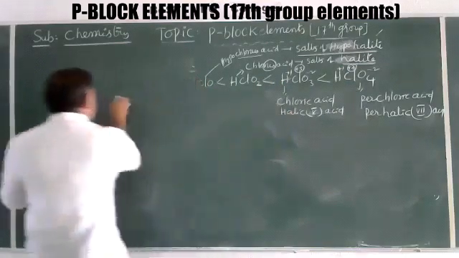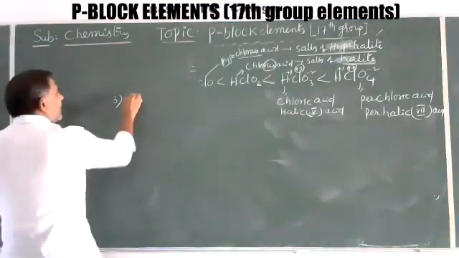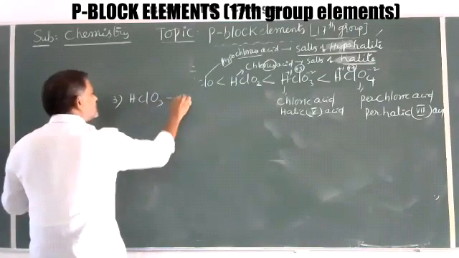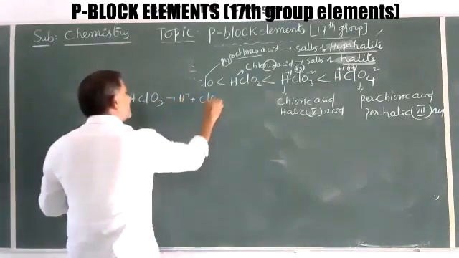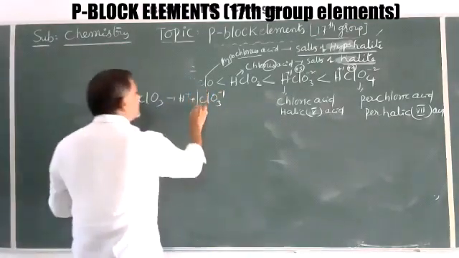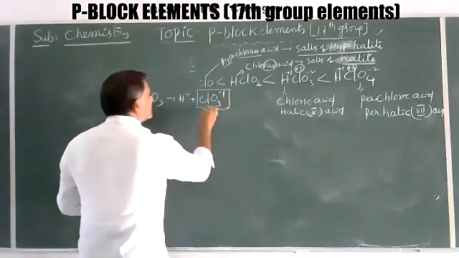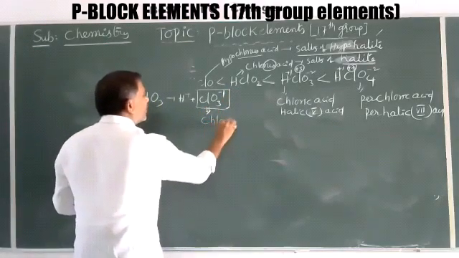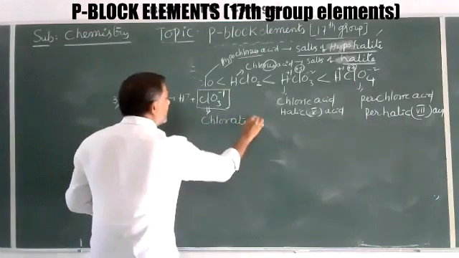So here in the third case, HClO3 ionizes and gives H plus and ClO3 minus. This ion is generally a stable ion. Now this stable ion is called the chlorate ion.